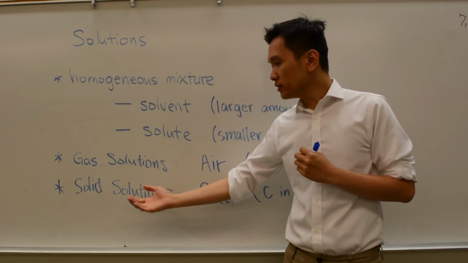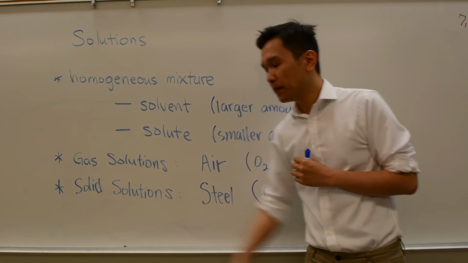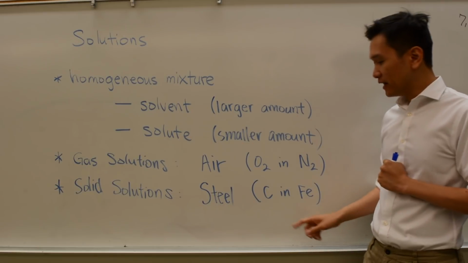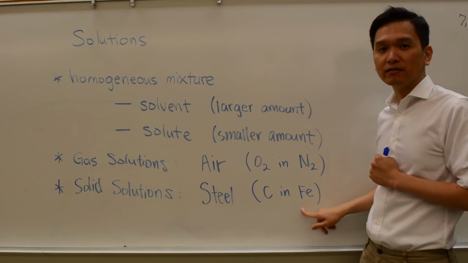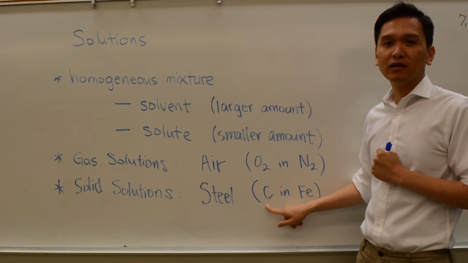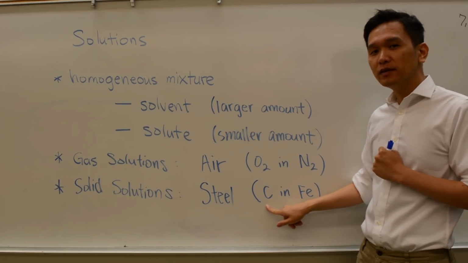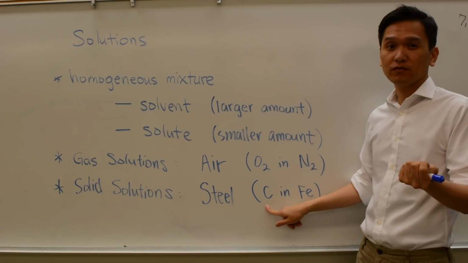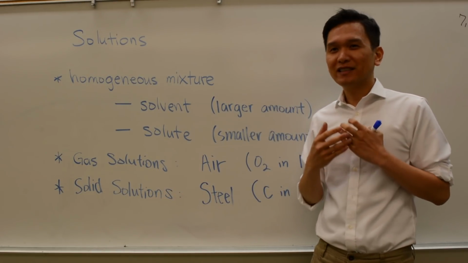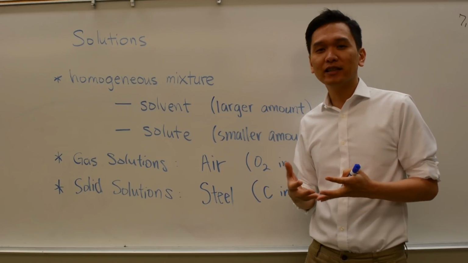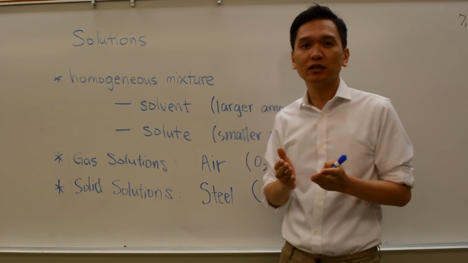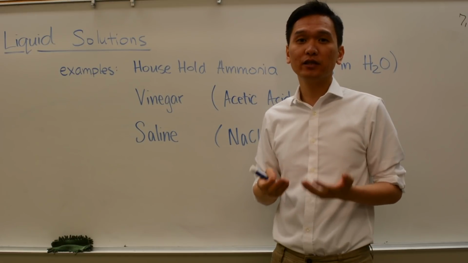And we can also have a solution in solid form. For example, steel. Steel is solid. It's actually composed mainly of iron. So iron will be your solvent, and then sprinkled throughout that iron is carbon. So carbon would be your solute. Okay? Now, gas solutions and solid solutions, they're good to know that they exist, but in reality, the solutions that we really care about are liquid solutions. So we'll pay a little bit more attention to liquid solutions.